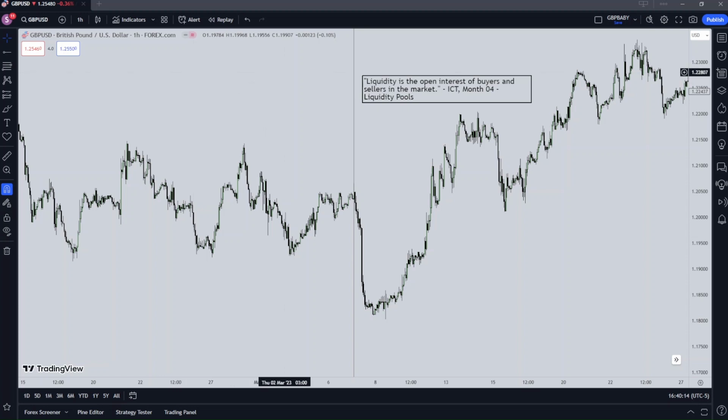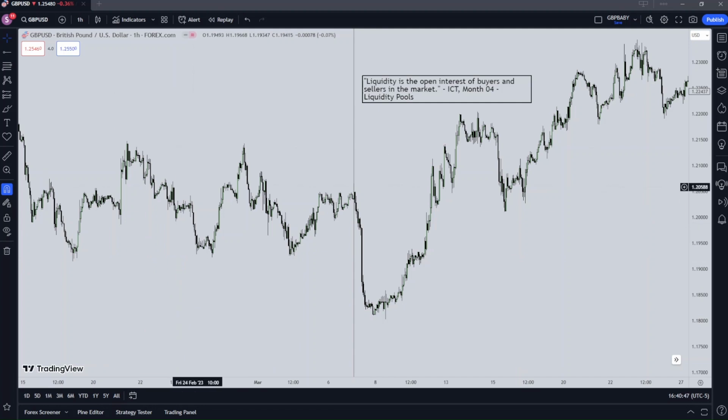So ICT defines liquidity as being the open interest of buyers and sellers in the market, and he also explains that it is the willingness of buyers and sellers above and below market price. That can sound very confusing at first, but when we look at it visually, you'll be able to understand much more clearly what I mean. So above relative equal highs and significant swing highs resides buy stops, that's buy side liquidity, and below relative equal lows and significant swing lows, that's where sell stops reside, and sell side liquidity.